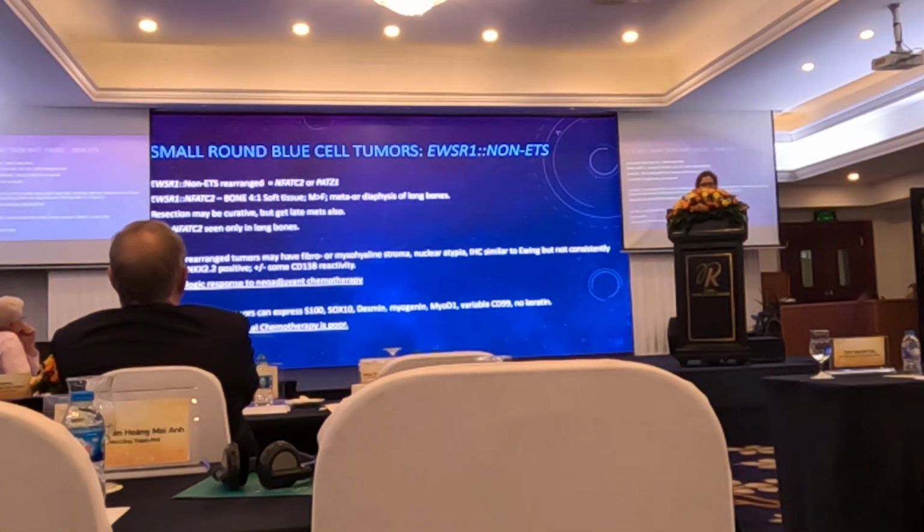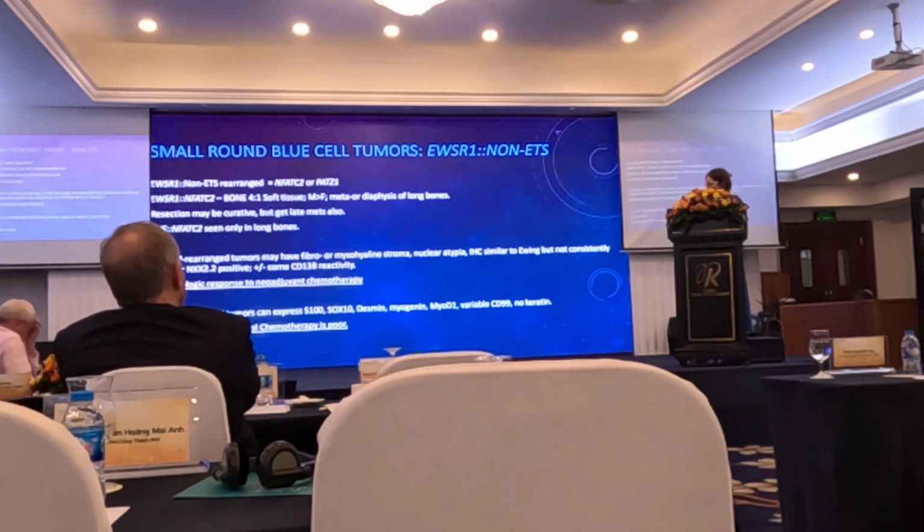But that's not the case for all round cell sarcomas, particularly when we get to the variant translocations involving EWSR1 and some other non-ETS fusion. We see that there is no histological response to neoadjuvant chemotherapy in the group where we have EWSR1 rearrangement with NFATC2. You're not going to know this just from the histology. You may suspect it if the cell nuclei are a little more variable than in your typically very monotonous Ewing sarcoma, but you need to prove it molecularly.